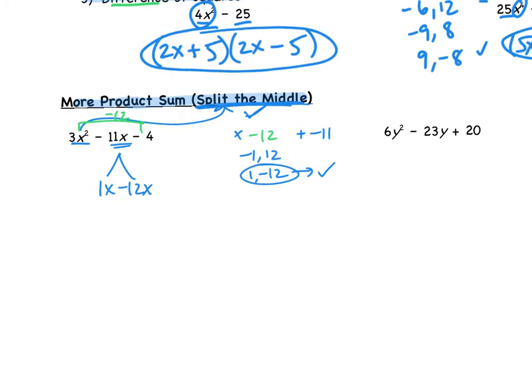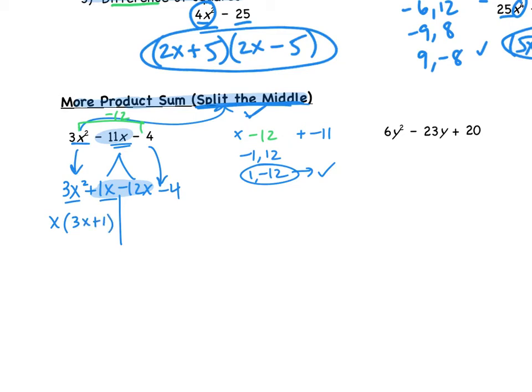Now we have to ask ourselves, are these the same? Is negative 11x the same as 1x minus 12x? Well, yeah, it is. So that's good. We're going to bring down our first term, then bring down our last term. And then we are going to factor on both sides. So we're going to cut our equation down the middle, factor on the left, and factor on the right. On the left side, I'm looking for a GCF. I can take out an x. When I do, I'm left with 3x plus 1.